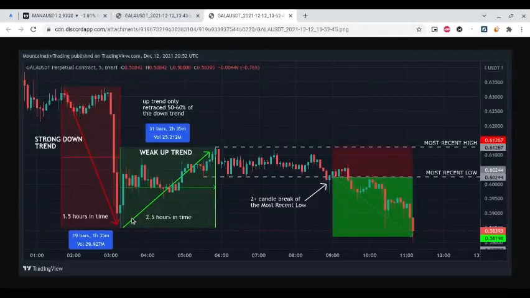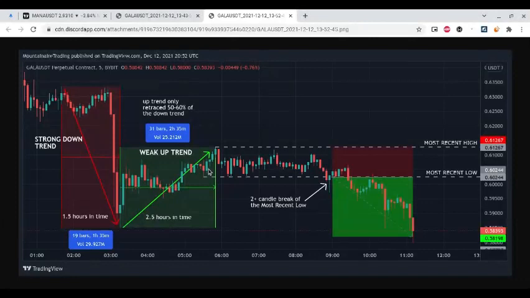Now what we need to do is identify what is our current most recent high and what is our current most recent low. As you can see, I have that marked here. Most recent high. We work our way backwards. This would be our most recent low because it has two higher candles on either side of it.